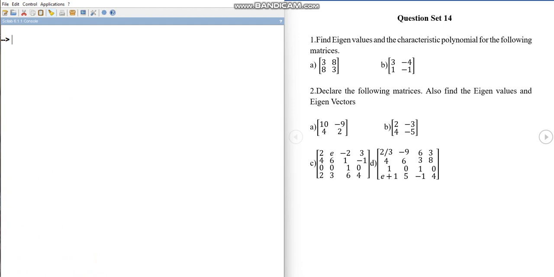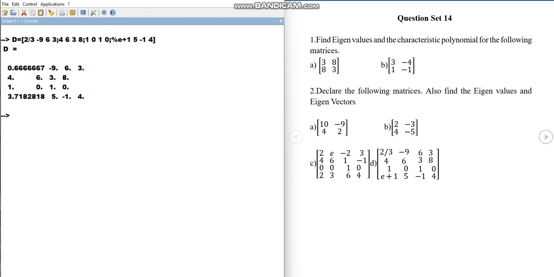Last question. D is equal to [2, 3, -9, 6; 3, 4, 6, 3; 8, 1, 0, 1; 0, e+1, 5, -1, 4]. For e plus 1 we are going to use %e + 1. So this is the matrix.